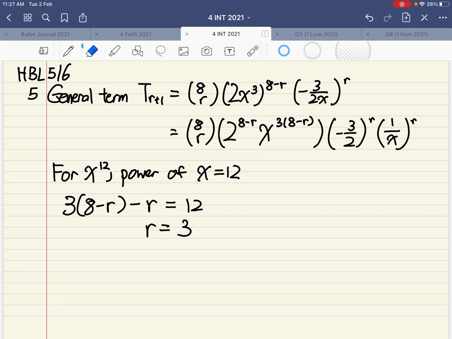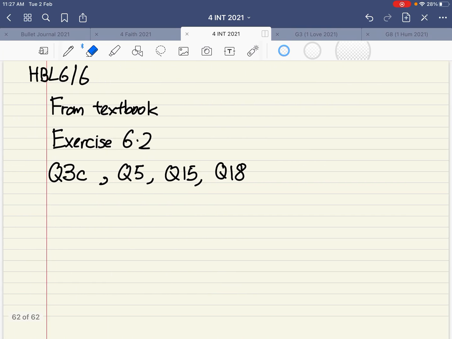Now, the next thing that I'll have to give you will be work. This is from your textbook, all right? So we shift away from SLS. You can go and look at your textbook itself. It's from exercise 6.2, questions 3C, 5, 15, and 18. Please attempt these questions, and I will go through them on Friday.